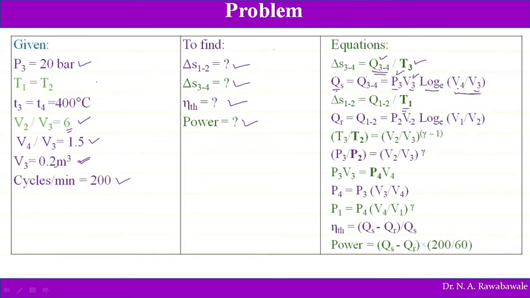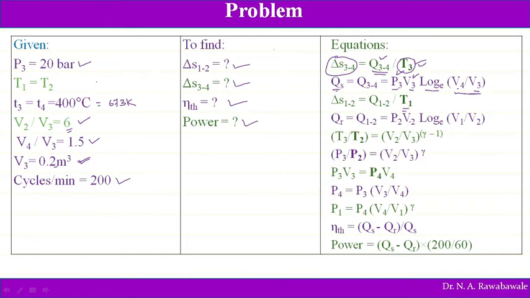Once we know the heat supplied, to find the change in entropy we must know the temperature T3. The temperature T3 is also given: 400 degrees Celsius, which means 400 plus 273, so 673 degrees Kelvin is the temperature T3. From this we can find the change in entropy during process 3 to 4. We know P3, we know V3, we know V4 divided by V3, and we also know T3. Directly we can find the change in entropy during process 3 to 4.